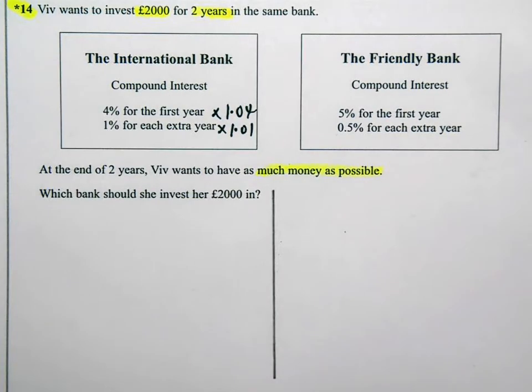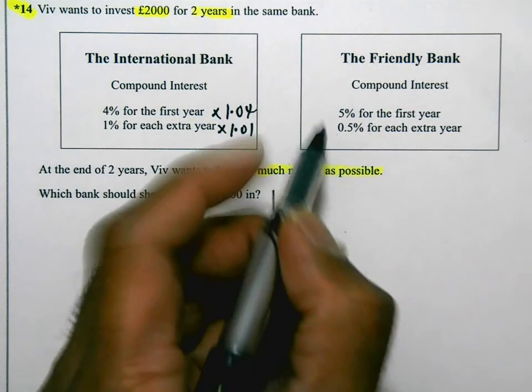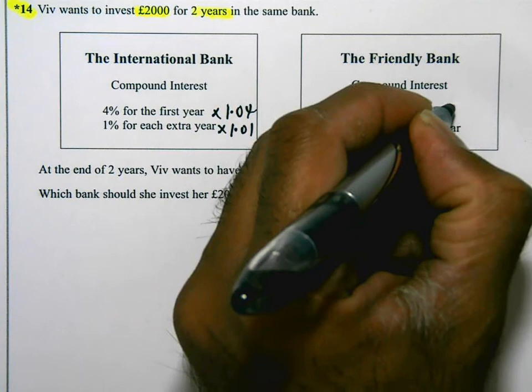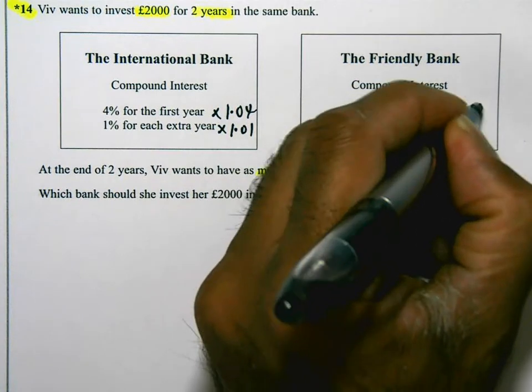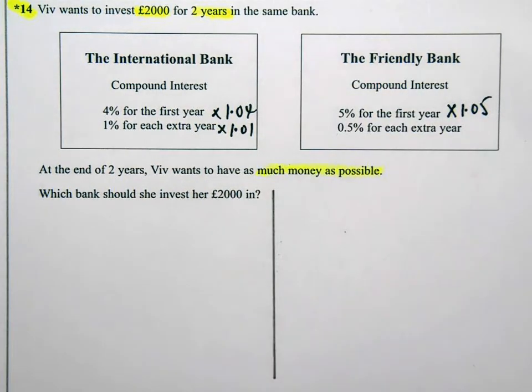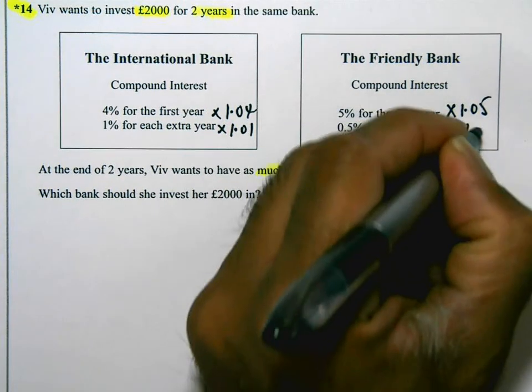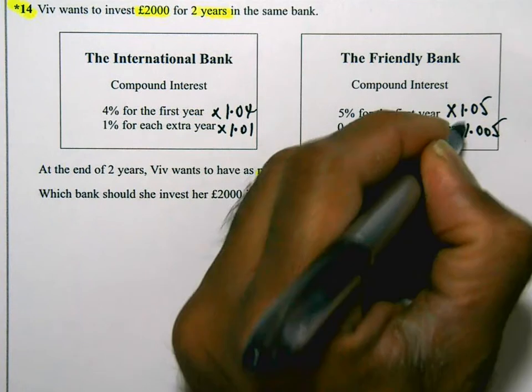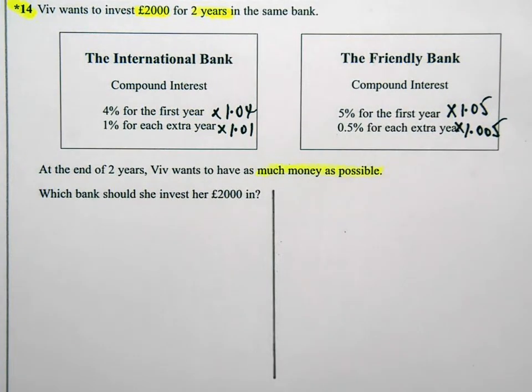And for the friendly bank, let's look at this. If 5% is being applied, the multiplier is 1.05. And for 0.5%, the multiplier is going to be 1.005. Okay, that's tricky to think about, but yes, it is going to be 1.005. You have 2 zeros.